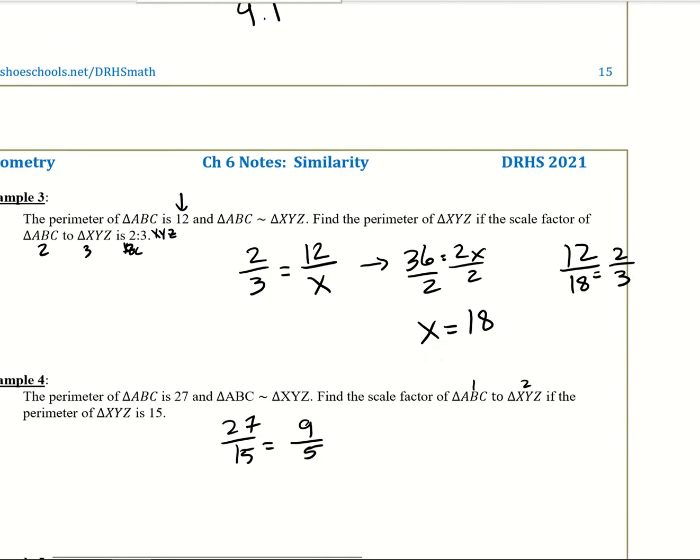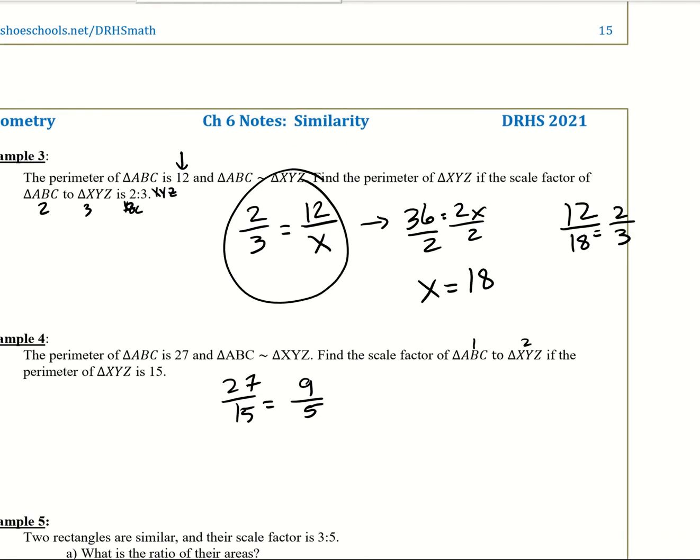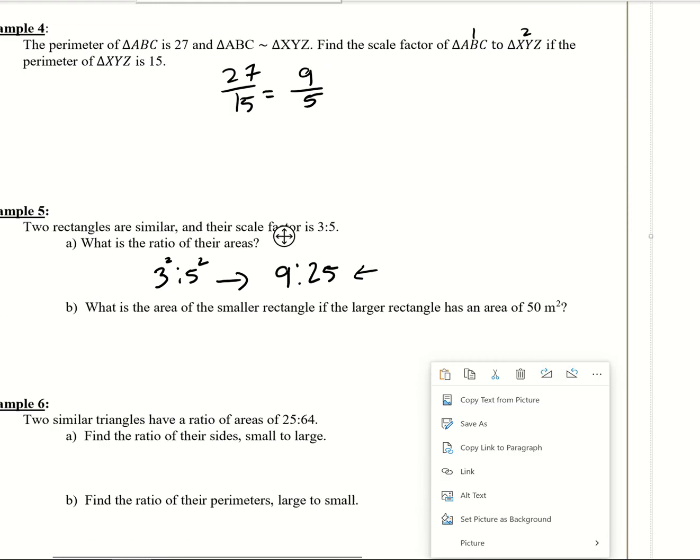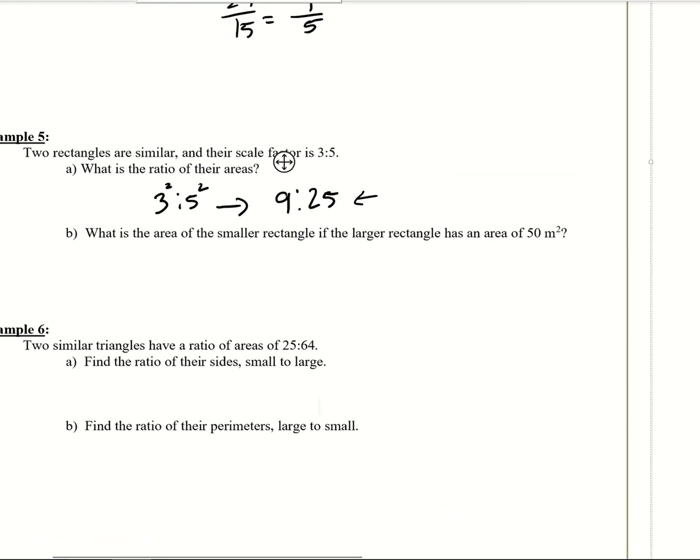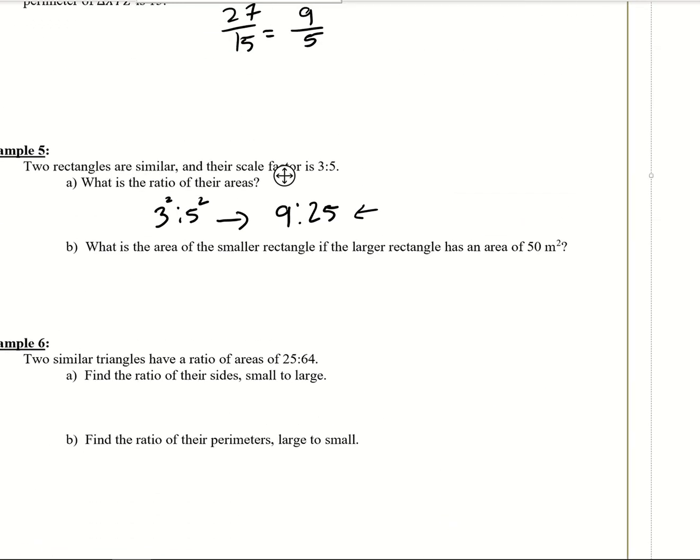So like we did up here with this one, you're going to set up a proportion. You're going to cross multiply and divide. When you're finding an area, you have to use the ratio of areas instead of the scale factor. So I'm just going to do 9/25. It doesn't matter if you do 9/25 or 25/9, as long as you know which one you're comparing it to. The larger rectangle is 50. Well, 25 is bigger than 9, so that means 50 has to go on the bottom. And we're trying to find x.